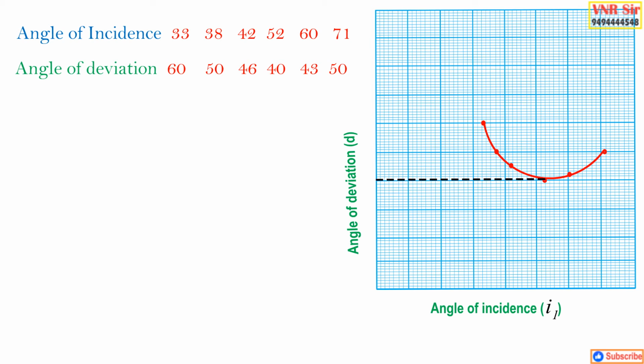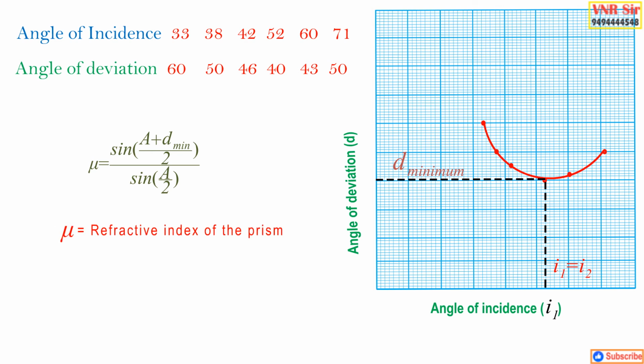So that angle of deviation we are calling as minimum angle of deviation produced by the prism. So at this instance, where the angle of incidence produces minimum angle of deviation, there the angle of incident and angle of emergent are equal. That is i1 is equal to i2. So later we can calculate the refractive index of the prism by using a formula mu is equal to sine of (A plus D minimum) by 2 by sine of A by 2, where mu is refractive index of the prism, A is angle of the prism, and D minimum is angle of deviation or angle of minimum deviation produced by the prism.